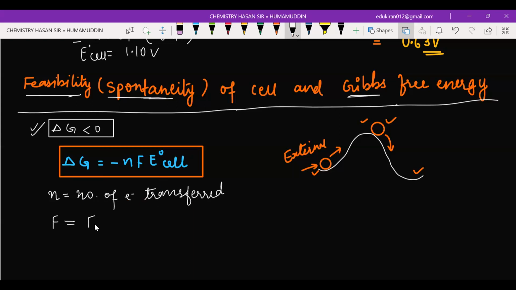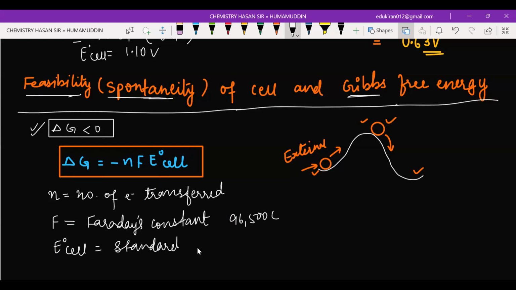Yes, sir. F is Faraday's constant, which has a value 96,500 coulomb. E naught cell, you know that this is your standard electrode potential, and you can calculate this in the same way that we did some questions. And if it is given directly, that is well and good. And delta G will be Gibbs energy. Is that clear? Now please do write it.